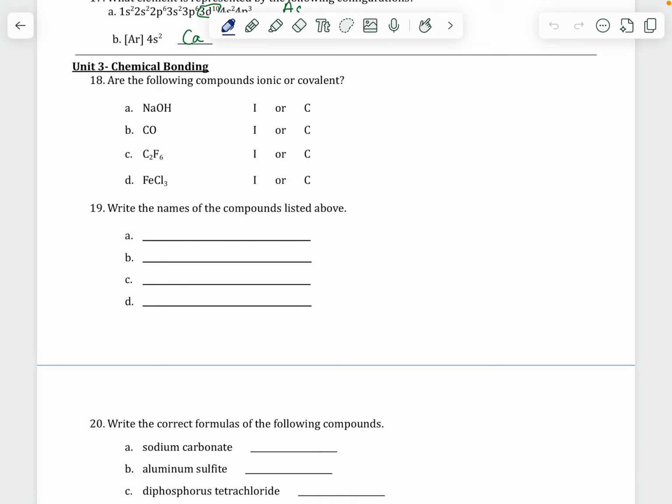All right, welcome to the Unit 3 portion of the final review packet. This is going to be based on chemical bonding. I'm just going to put a couple of things here to remember, because we have different ways that these elements form chemical bonds, primarily ionic or covalent. We just want to make sure that we're comfortable with what those things mean in terms of how these are bonding together.